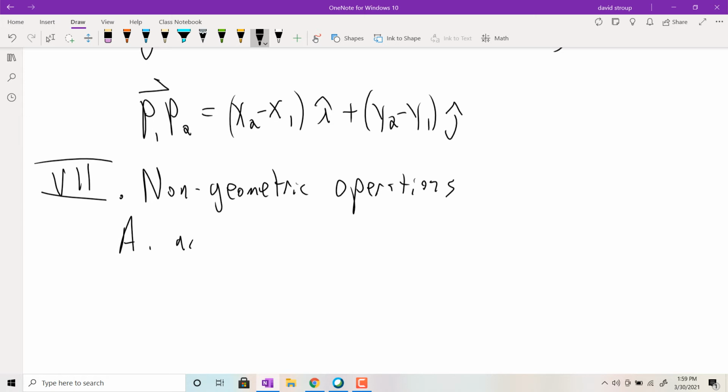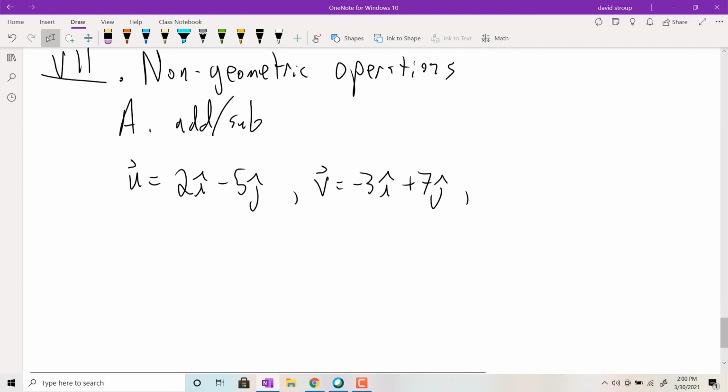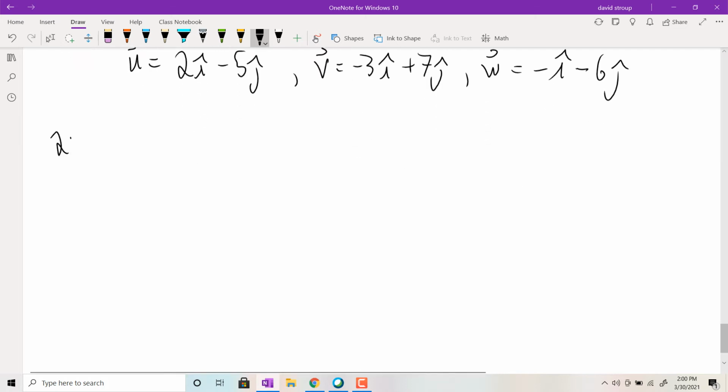Okay, first, adding and subtracting. Literally, all you have to do is add up the i components together and add up the j components. So let's say we have u is 2i minus 5j, and then v is negative 3i plus 7j, and then w is negative i minus 6j. All right, so let's look at some of the problems. 21, they want to know the sum of u plus v.